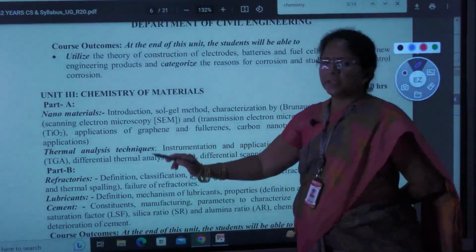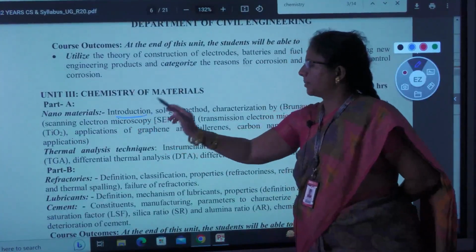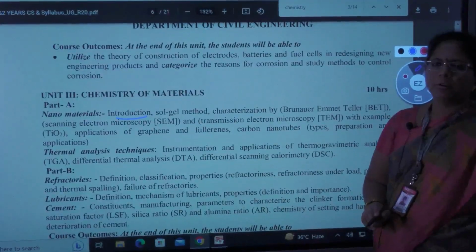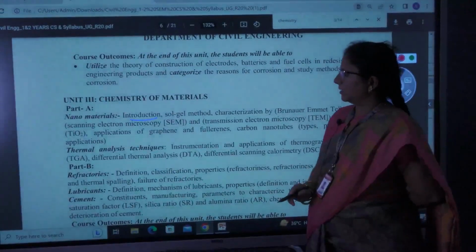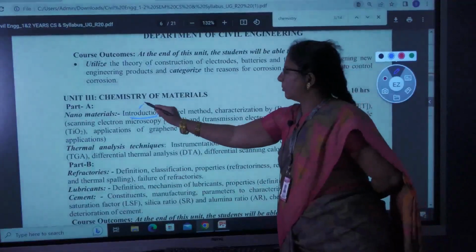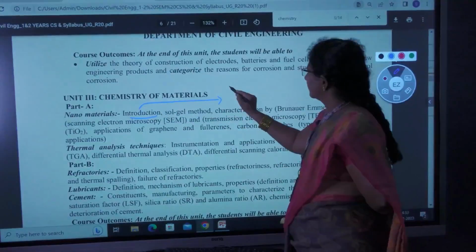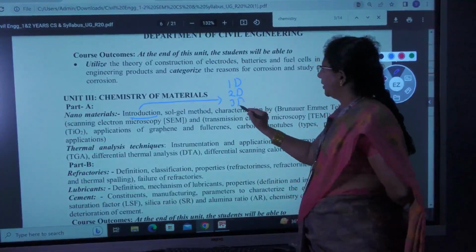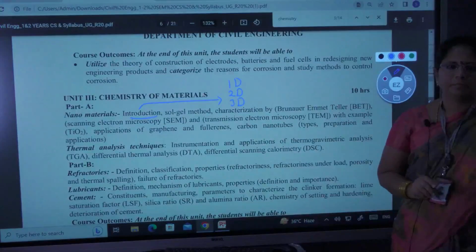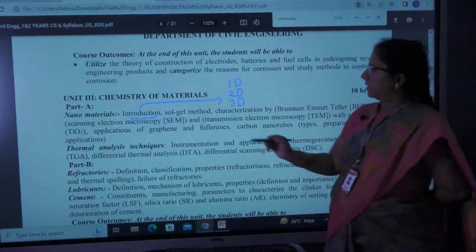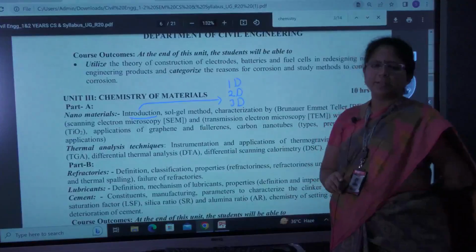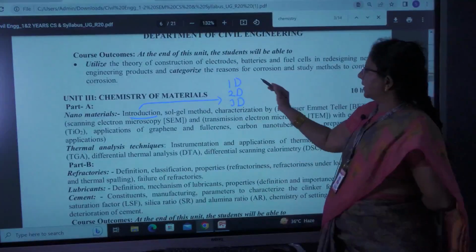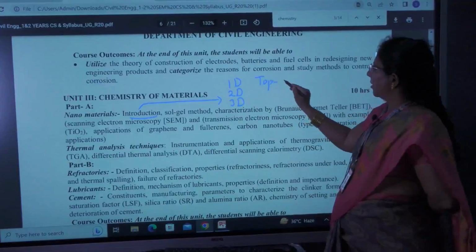So coming to the nanomaterials part, first we will discuss the introduction. In the introduction we will basically concentrate on the types of nanomaterials, that means one-dimensional nanomaterials. We will discuss two-dimensional nanomaterials and three-dimensional nanomaterials. After that we will discuss the approaching methods for nanomaterials, that means in what way we can synthesize the nanomaterials.